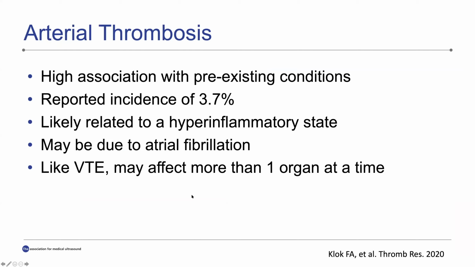Arterial thrombosis is seen with patients with pre-existing conditions. The reported incidence is up to 3.7%. Again, likely related to a hyperinflammatory state, but it also could be due from embolization from atrial fibrillation. And like with venous thrombosis, it can affect more than one organ at a time.